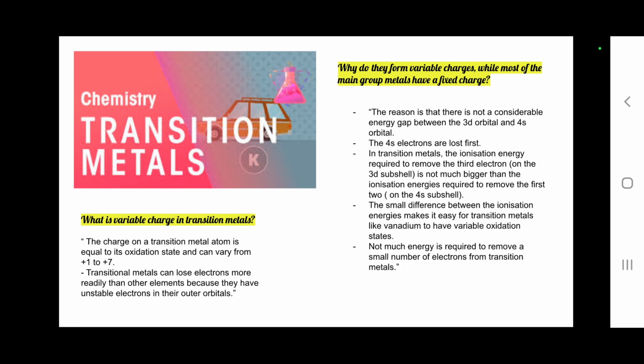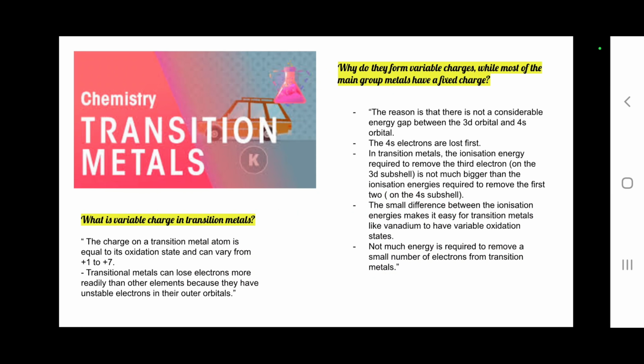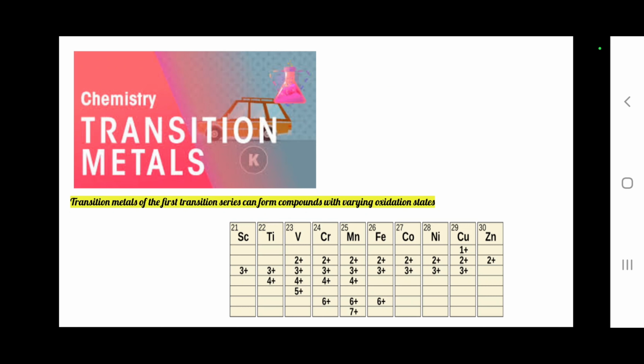The small difference between the ionization energies makes it easy for transition metals, like vanadium, to have variable oxidation states. Not much energy is required to remove a small number of electrons from a transition metal. Transition metals of the first transition series can form compounds with varying oxidation states.